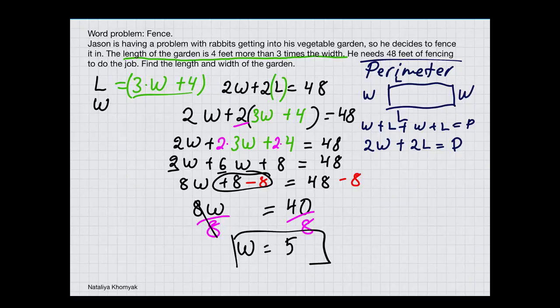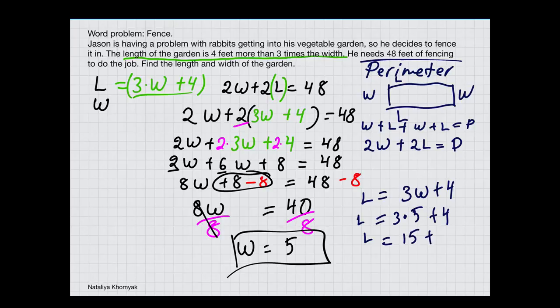So this is our width, and length is equal to 3W plus 4. So it equals 3 times W, which is 5, plus 4. Length is equal to 3 times 5, 15, plus 4. So length is equal to 19. And this is our solution. That's all.